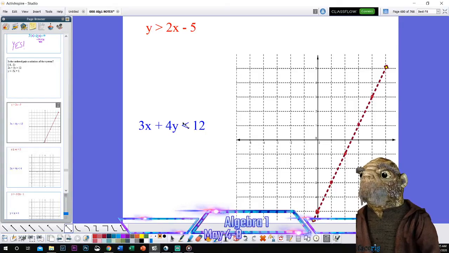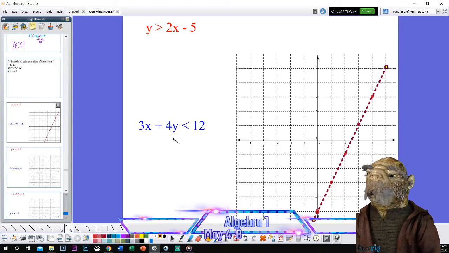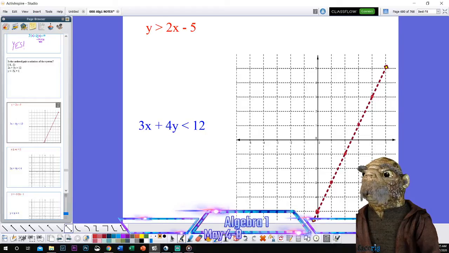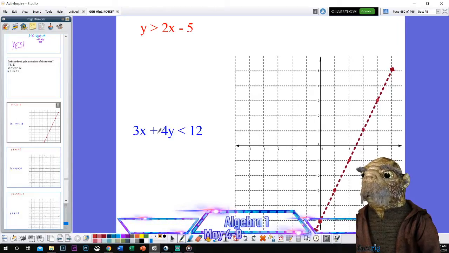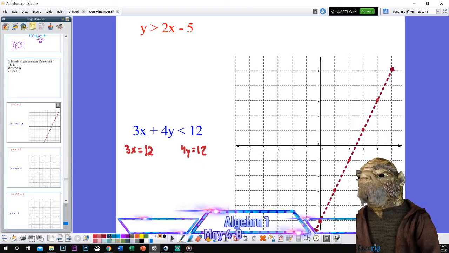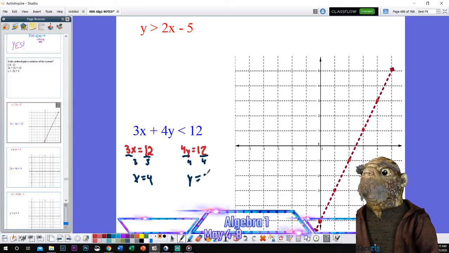Next, let's do the blue. Some people like to solve for y. I just prefer doing the intercepts. So I write down 3x equals 12. Again, the equal sign doesn't really matter right here because we're only looking at a point for this part. And let's do this in blue so I'm not confused. So I divide by 3. This gives me x equals 4. I divide by 4. That gives me y equals 3.